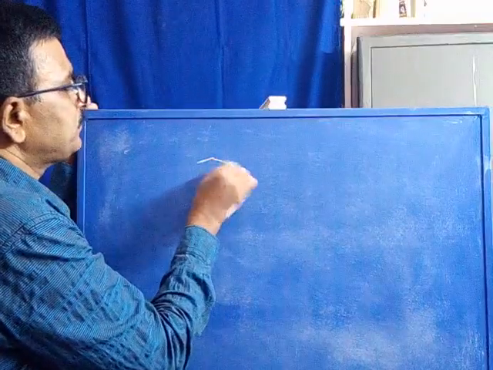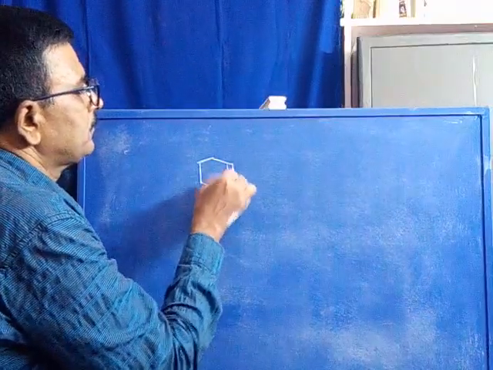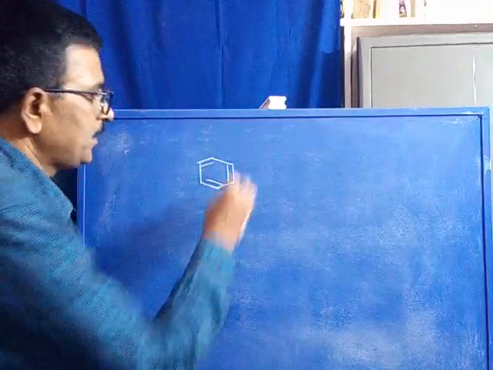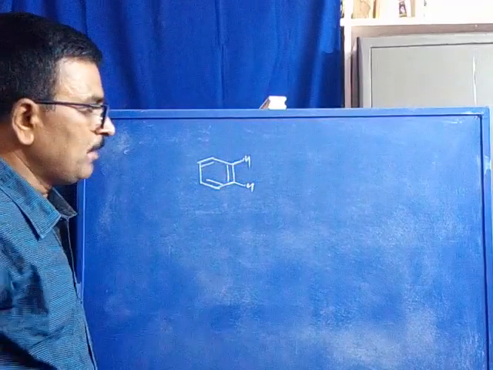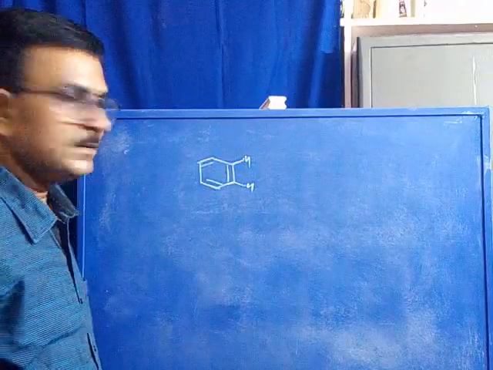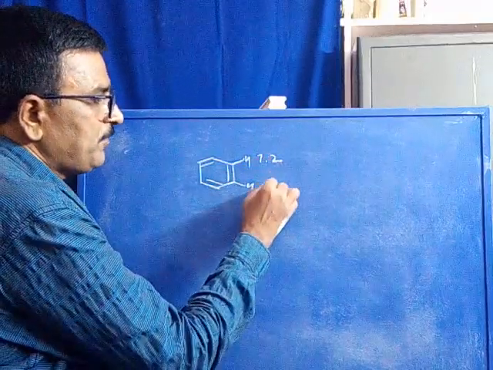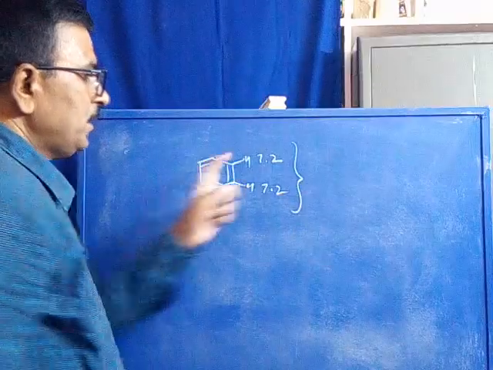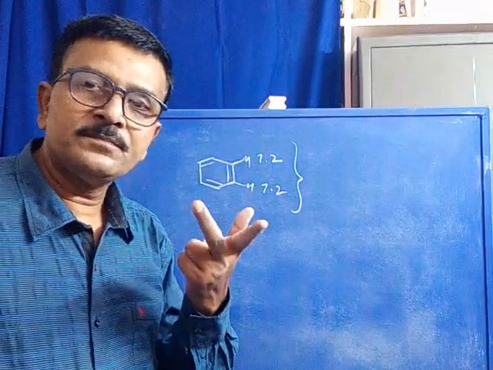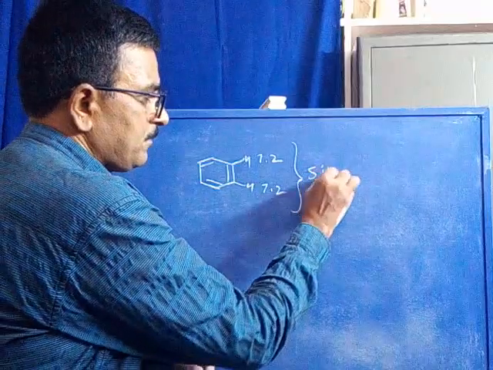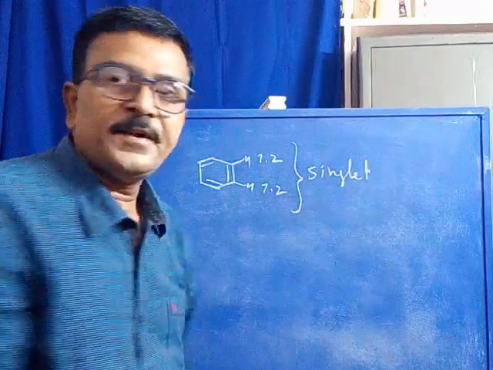Is it clear? Similarly, you take benzene. There are 6 hydrogens on the benzene carbons. The protons are adjacent, say 7.2 ppm, 7.2 ppm, but the frequencies are the same, so no coupling. Therefore, singlet.